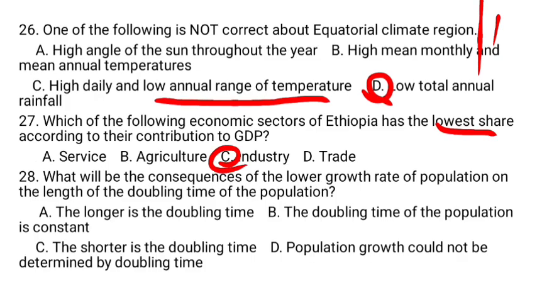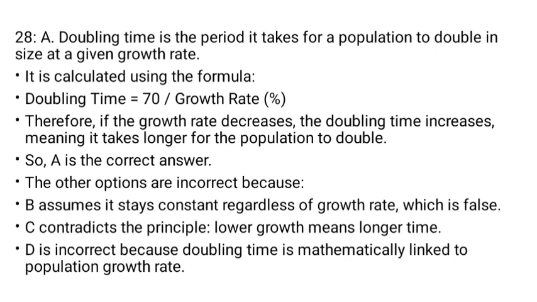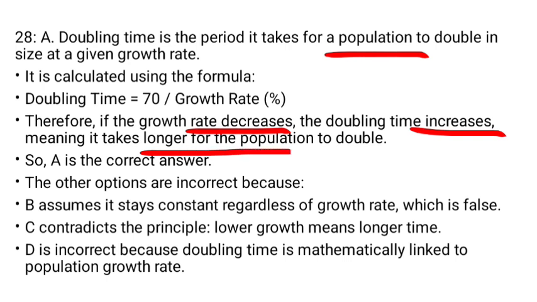The longer doubling time will be the consequence of the lower growth rate of population on the length of the doubling time of the population. This means doubling time is the period it takes for a population to double itself in size at a given rate. It is calculated as doubling time equals 70 over growth rate. Therefore, if the growth rate decreases, the doubling time increases, meaning it takes longer for the population to double.